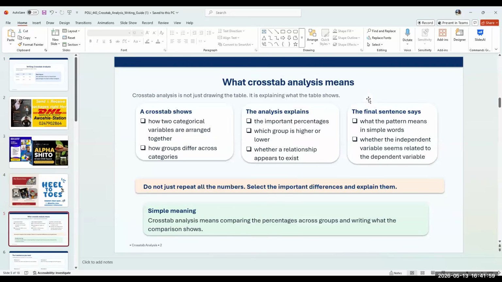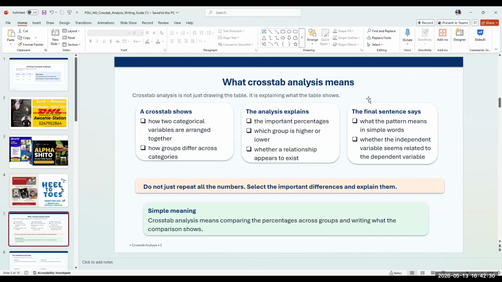What a crosstab means, I've already explained, but for the sake of analysis I'm just going to go over it. It shows how you can categorize variables and arrange them together. You have a dependent variable and an independent variable, where the dependent variable is what we seek to predict, and the independent variable is what influences the prediction.